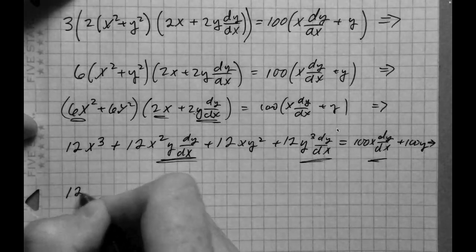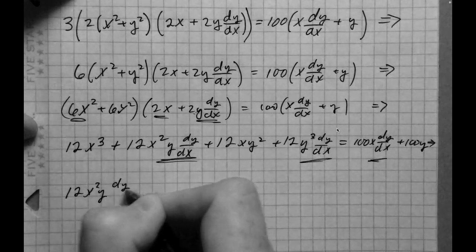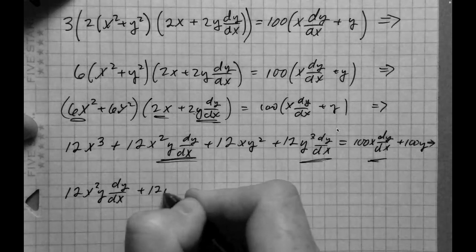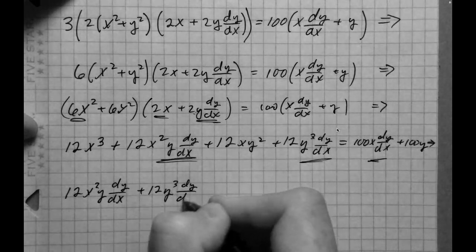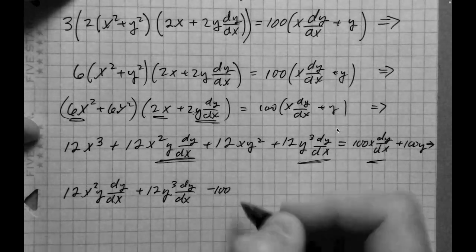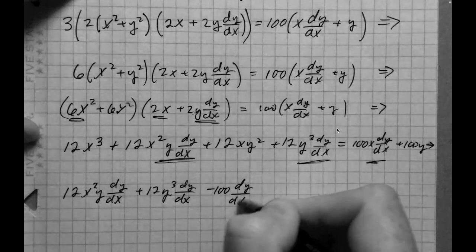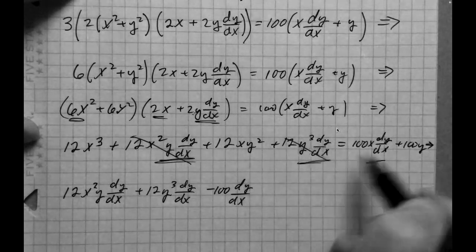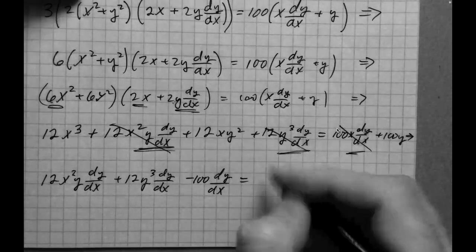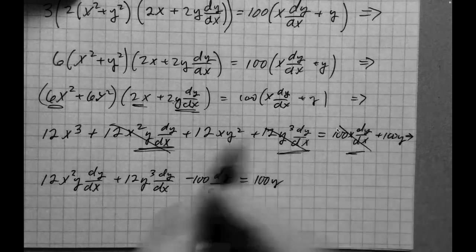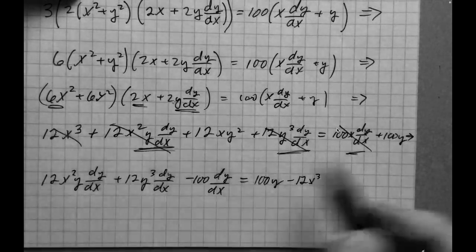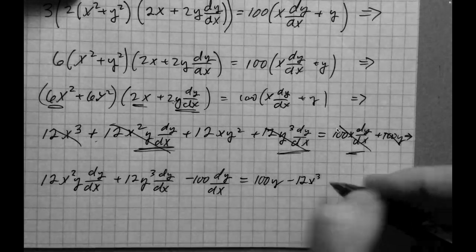So what do we have? We've got 12x squared y dy dx, so that's that one, plus 12y cubed dy dx, that's that one. And then this guy we're going to bring over, so it'll be minus 100 dy dx. Right, so that takes care of that, and that. And now we're going to move everything else onto the other side. So we've got the 100y over there. And then I need to subtract 12x cubed. And I need to subtract 12xy squared.